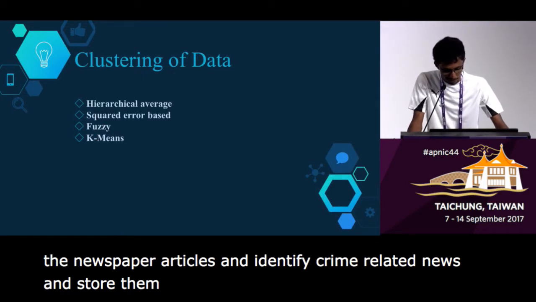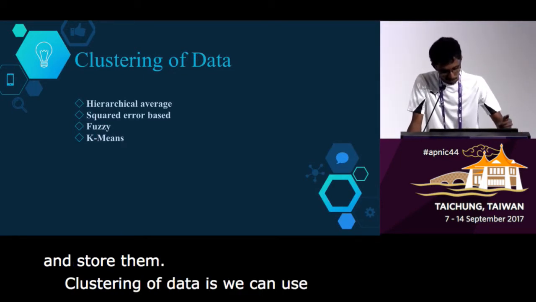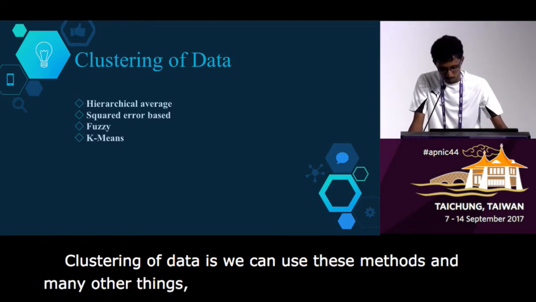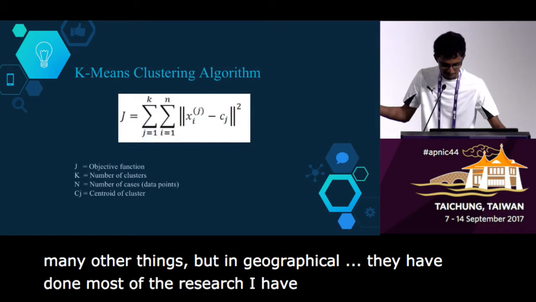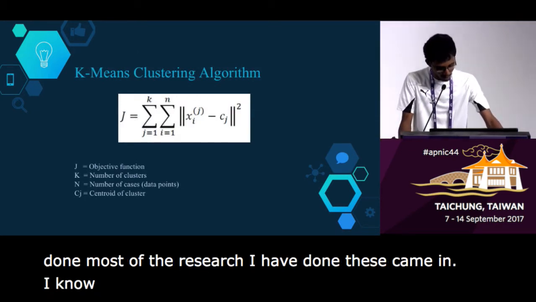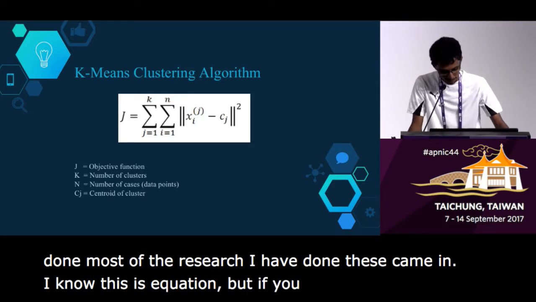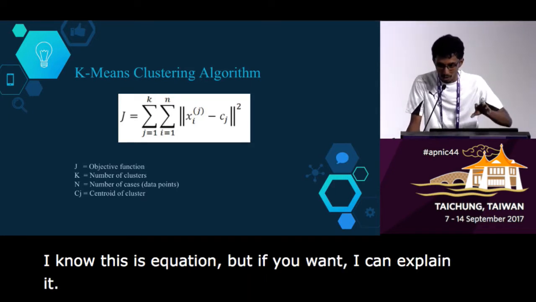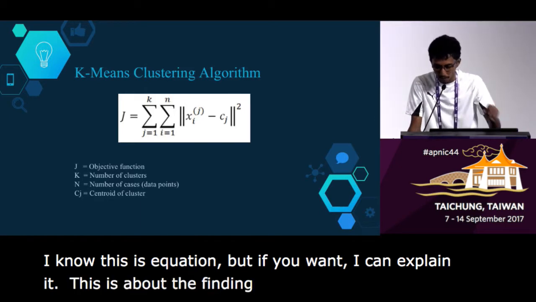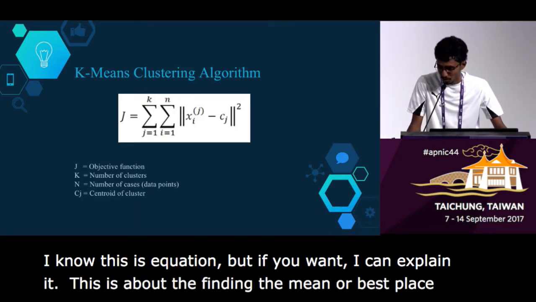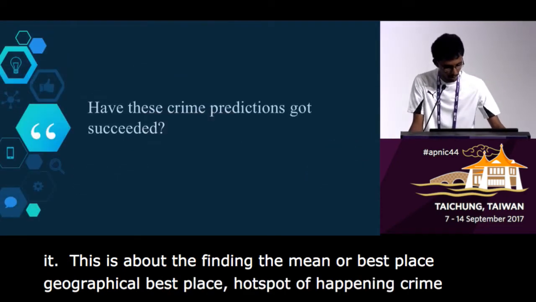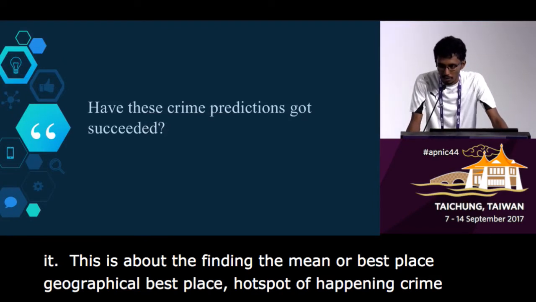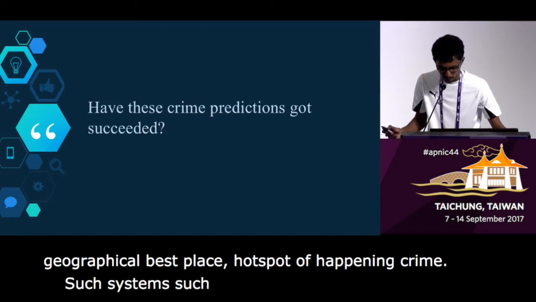For clustering of data, we can use many methods, but for identifying geographical hotspots, most researchers have used k-means. I know this is an equation, but if you want, I can explain it. It is about finding the mean, the best geographical place, the hotspot where crime happens. Systems such as PredPol have succeeded.